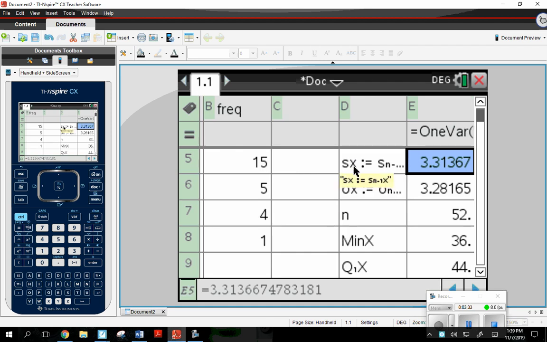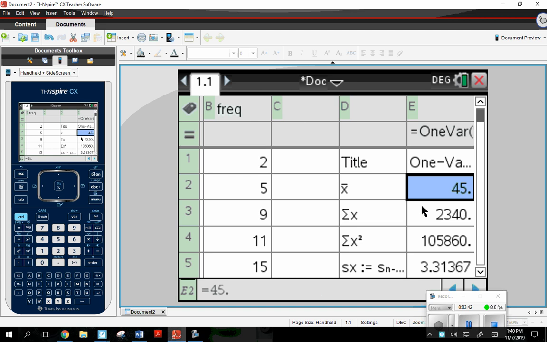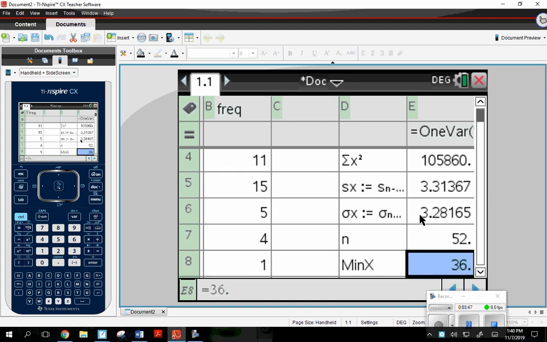And here we go. Which one do I take, S of X or sigma X? Sigma X. So to 3 sig figs, let's say 3.28. Okay. And then my mean, it looks like 45. Okay. So 45 and 3.28.